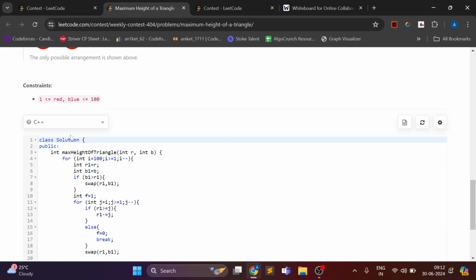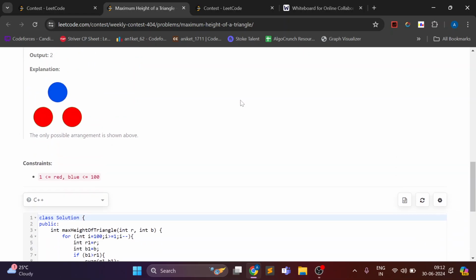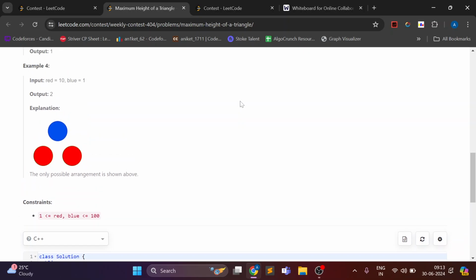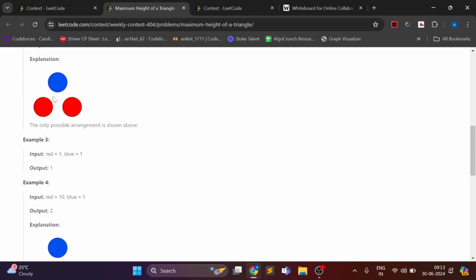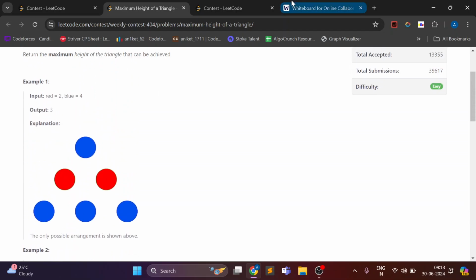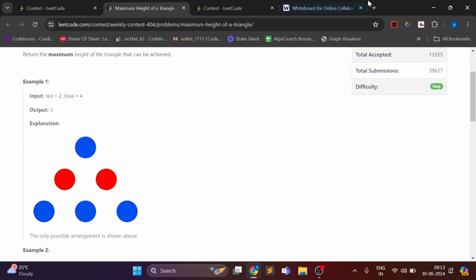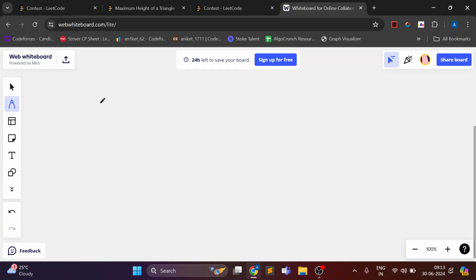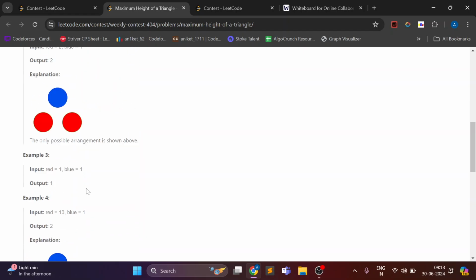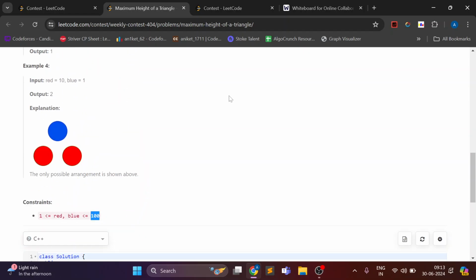Now, constraints are very low as usual. This is the first problem, so we are expected to write a brute force. A mathematical solution could also exist, but I would say it might lead to penalties, so just write a simple brute force. For the brute force, let's iterate over heights from 100, because the balls count is at most 100. We cannot make a triangle above 100. The number can be less, but let's just take the upper bound as 100.